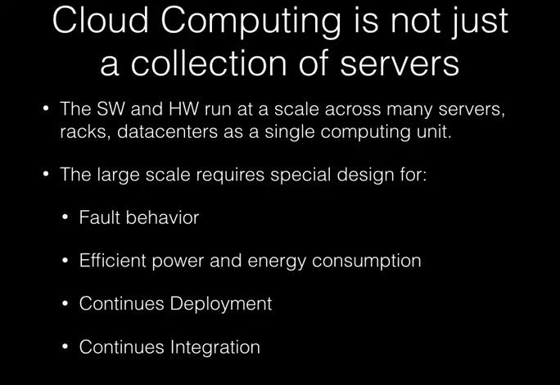The software and hardware run at scale across many servers, racks, and data centers as single computing units. The large scale requires special designs for fault behavior, and this is going back to my initial example. If you run a service, let's say that in the next homework, you will have to run a web server. And this web server will be a service for somebody. If this VM goes down, the whole service goes down, right?